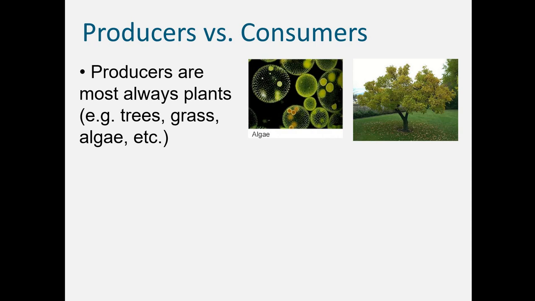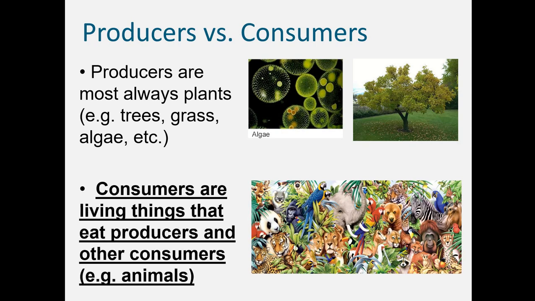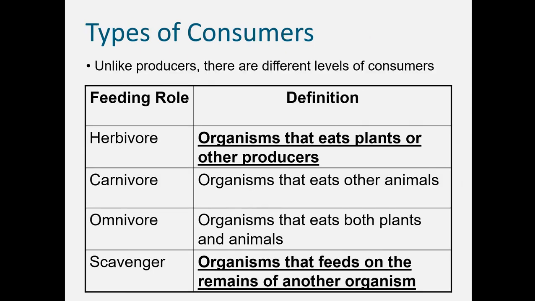Producers are mainly plants, trees, grass and algae, and consumers are the living things that eat producers and other consumers. So this is the way the energy gets transferred from one trophic level to another. Within the different categories of consumers, there are different kinds of animals. We can make the categories now.